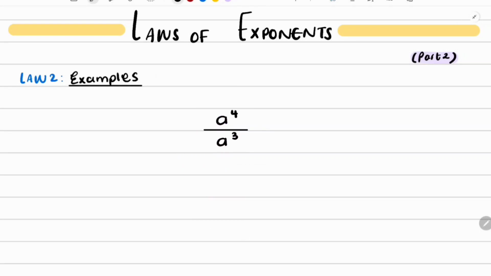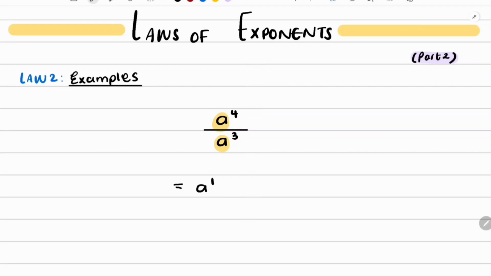So here's an example. We have a to the power of 4 divided by a to the power of 3. So as you can see, the bases are exactly the same. And so, since we are dividing, we're going to keep the base the same, and we're going to subtract the exponents. So that is a 4 minus 3, which gives you 1.